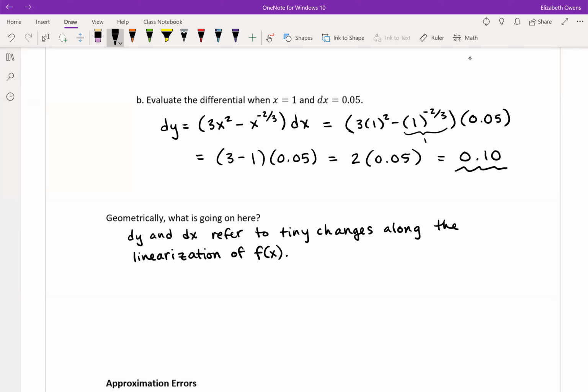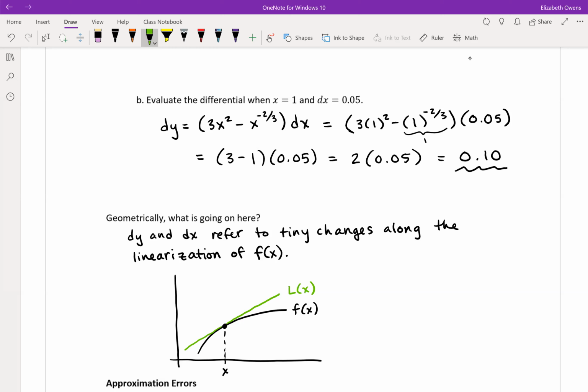Okay, so let's make a little sketch here of a function and its linearization. Let's make a nice generic function here. Call that f of x. And let's pick a particular point to look at. We'll call that x. And then we'll draw in the linearization, aka tangent line for that function at that point. It would look like this. Okay, so there's our L of x.